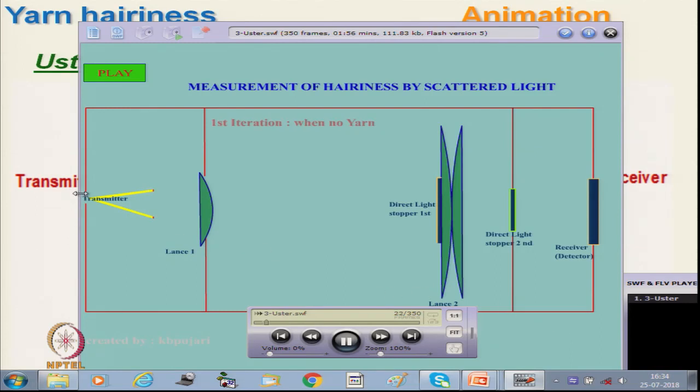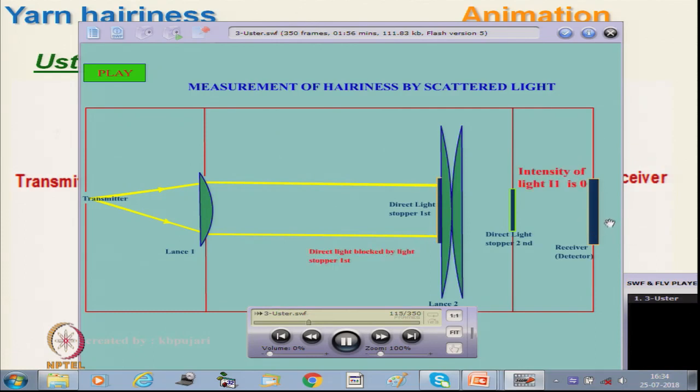Now, this light is diverging, and due to this lens arrangement, lens 1, it has become a parallel ray of light. The first iteration is when there is no yarn, and the light is blocked by this blocker. It is blocked here. Okay. No light is going to the receiver, so the intensity at the receiver, I2, is 0.